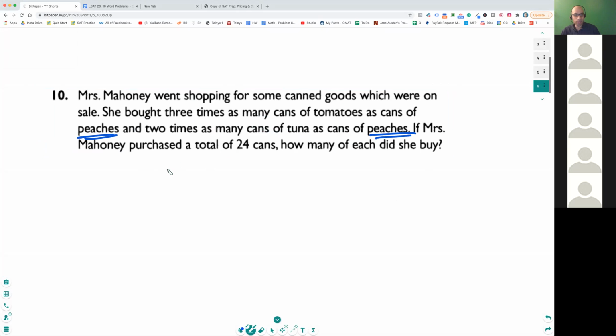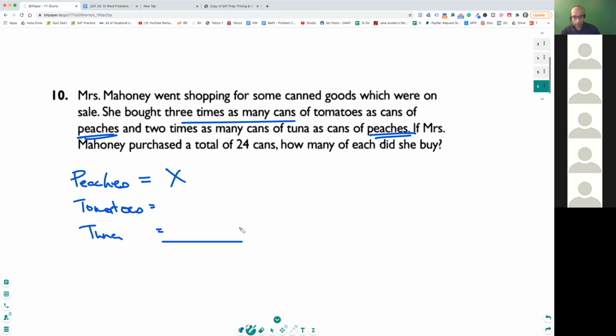So let the cans of peaches be equal to x. However many cans of peaches you got, that's x. So find the cans of tomatoes. Three times, that's the hint for you. And the cans of tuna, and then add them up. Very good, Stefania. Add them up, and the total is 24.